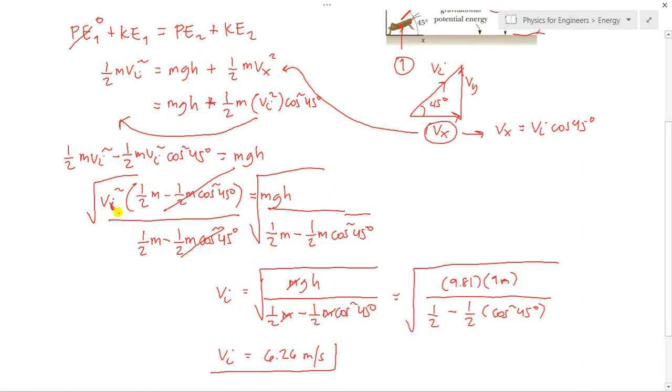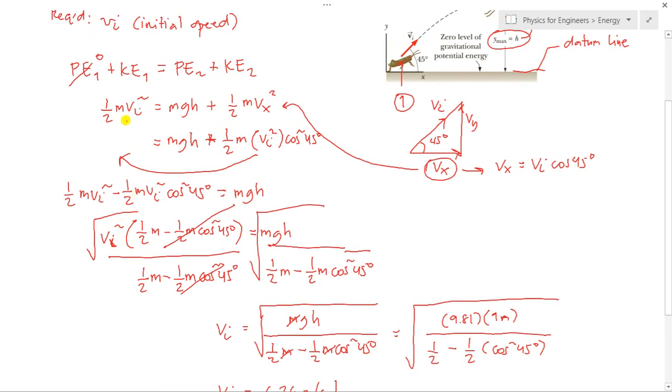So there is no error. Let's try checking for errors. Again, kinetic energy, potential energy, kinetic energy at point 2, it balances. It turned out like this. Then we factor out.